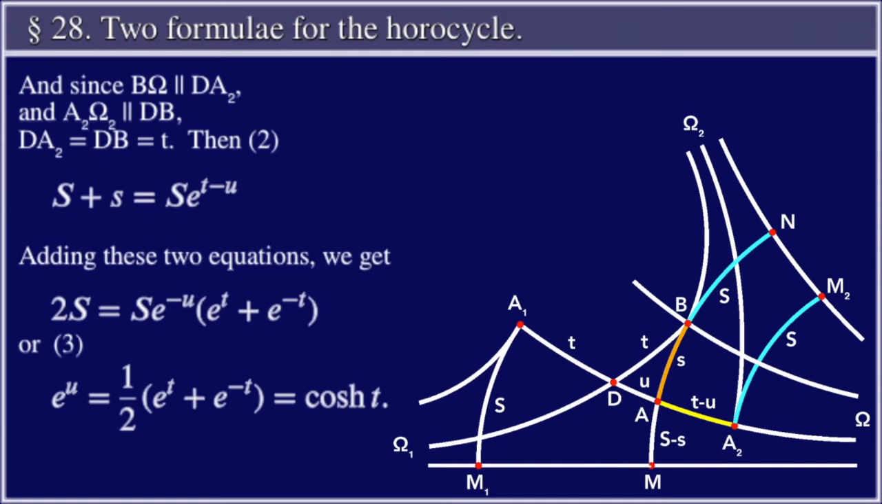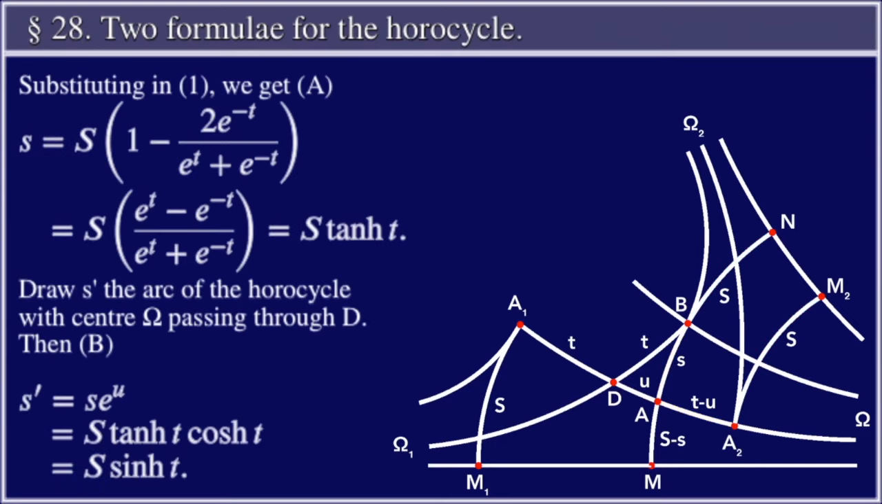Adding these two equations, we get 2 times capital S equals capital S times e to the minus U times the quantity e to the T plus e to the minus T. Or e to the U equals 1/2 the quantity e to the T plus e to the minus T, which is equal to the hyperbolic cosine of T. Substituting in equation 1, we get small s is equal to capital S times the quantity 1 minus 2 times e to the minus T divided by the quantity e to the T plus e to the minus T, equals capital S times the quantity e to the T minus e to the minus T divided by the quantity e to the T plus e to the minus T, which is equal to capital S times the hyperbolic tangent of T.